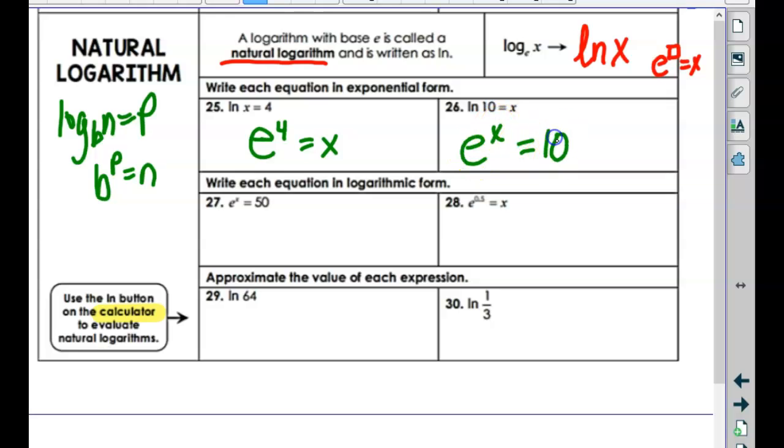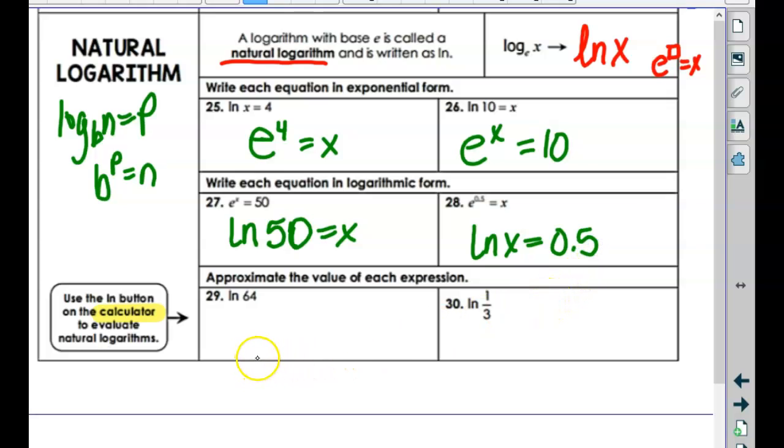Okay, rewrite as a log. When we see e to some power, instead of writing log base e, we write ln. That takes care of the base. Natural log of 50 equals, remember the answer is the power, so equals x. And this one, the answer is the power, so we'd have ln of x equals 0.5. Is that what that says, guys?